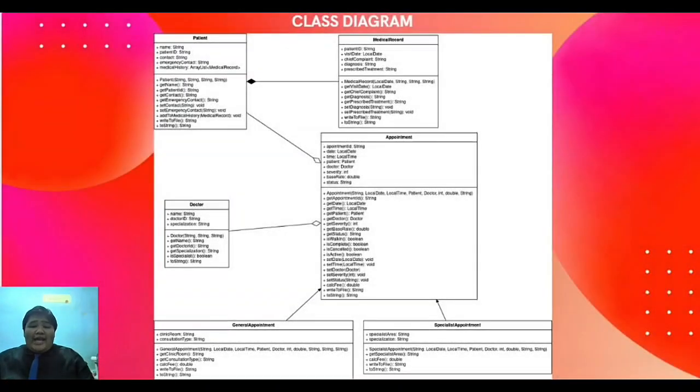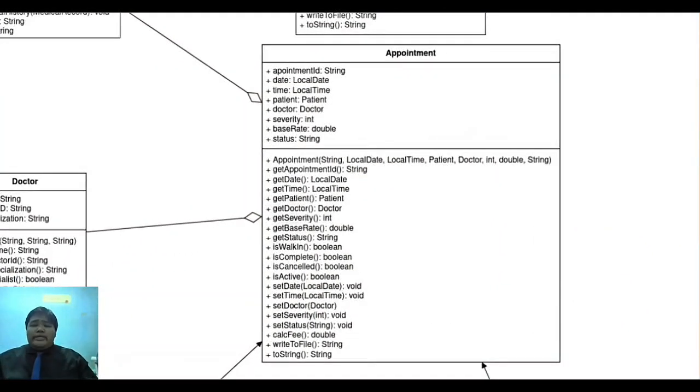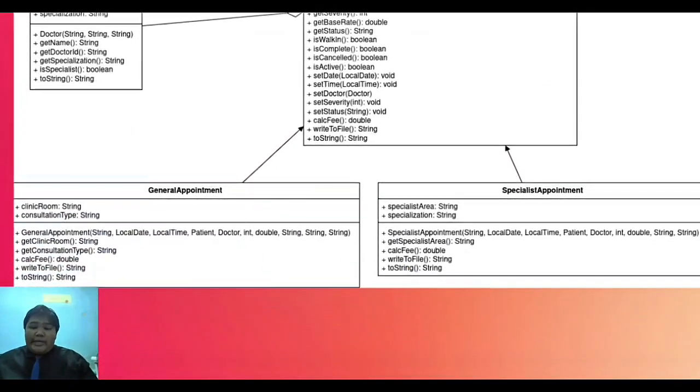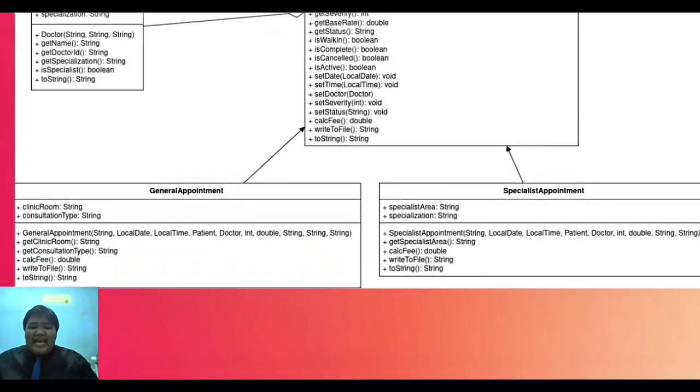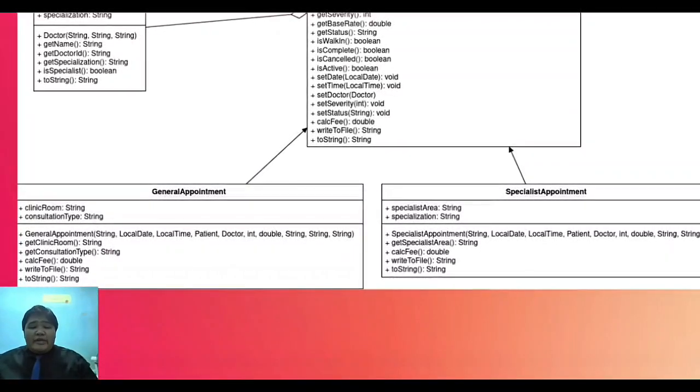Next, let's look at our UML class diagram. So first thing first, the main class is appointment. It holds basic details like appointment ID, date, time, and rate. After that, we have 2 subclasses under it, which are general appointment and specialist appointment. This shows the inheritance relationship. Both subclasses use a method called calculate fee to calculate different pricing logic.